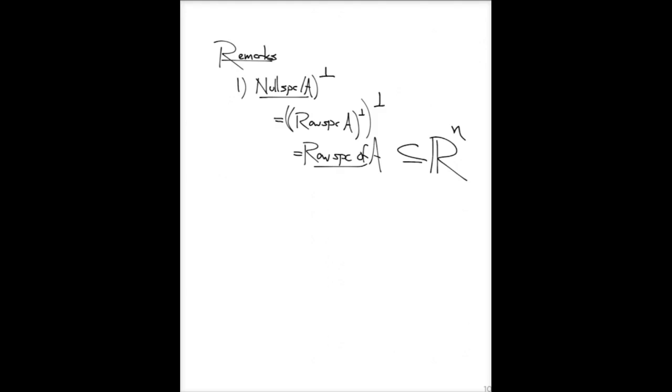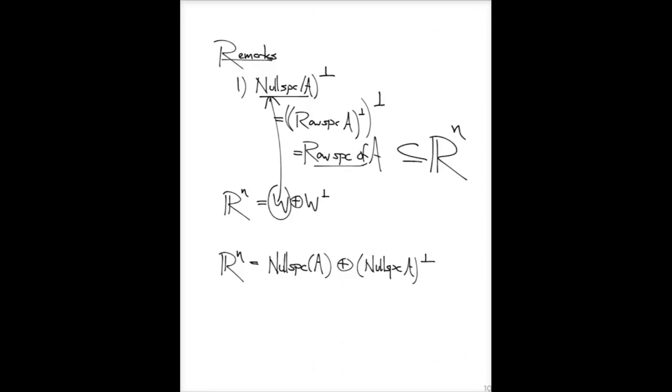in n-dimensional Euclidean space. So we can write Rn as a direct sum. Well, it was a general result that we wrote down early in this section that any subspace W in Rn can be written as the direct sum of W and its orthogonal complement. We can take any subspace W and form this decomposition. In particular, if we take W to be the null space of A, then we have the following direct sum decomposition of Rn. Rn is equal to the null space of A plus the orthogonal complement of the null space of A. That's just this observation applied to the null space of A.